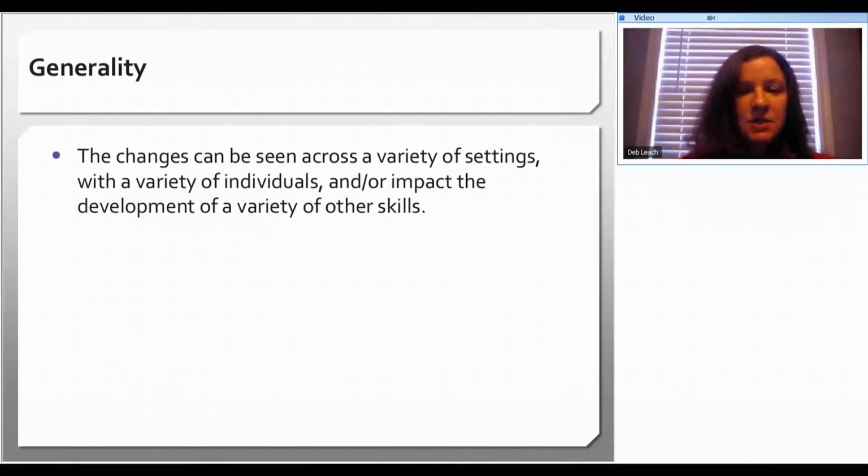And the last dimension of ABA is generality, or generalization. And this is the most important dimension of ABA. What this means, and I kind of alluded to it before when I was talking about effective, is that when the child masters a skill, they can use that skill across settings. They can use it with different people and within different contexts. And in other instances, they even learn other skills because of the skill they learned.